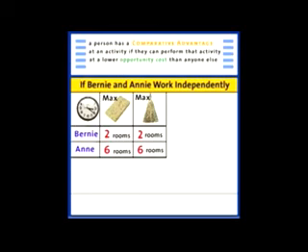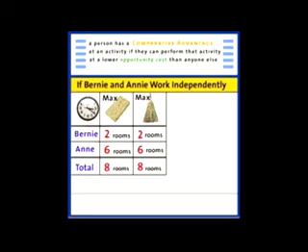Next, I'm going to show how Bernie and Anne can increase the profits of their business. That is, how Bernie and Anne can cooperate and clean more rooms together than they can when they work independently. And this is where we come to the concept of comparative advantage. Here we have Bernie, and here we have Anne.